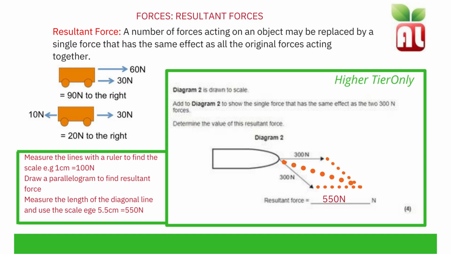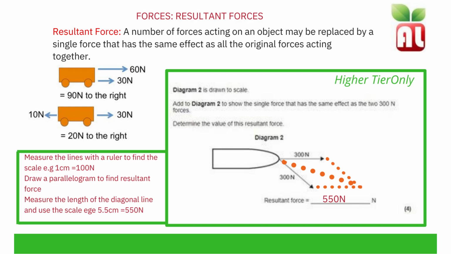Resultant forces. Resultant force is a number of forces acting on an object that may be replaced by a single force that has the same effect as all the original forces acting together. For example, in a tug-of-war game, if one team are pulling with a force of 30 newtons to the right and the other team are pulling with a force of 10 newtons to the left, the overall resultant force is 20 newtons to the right.